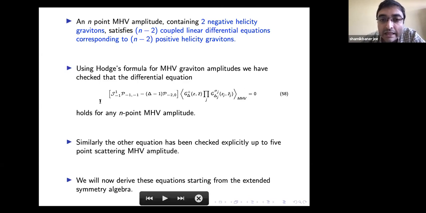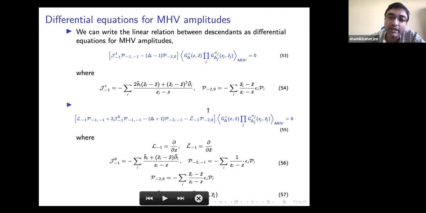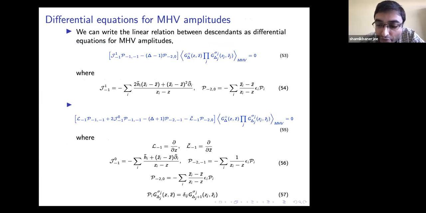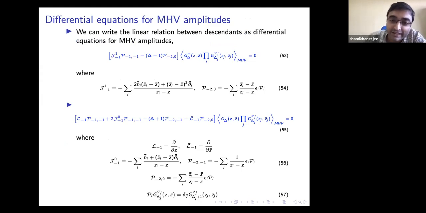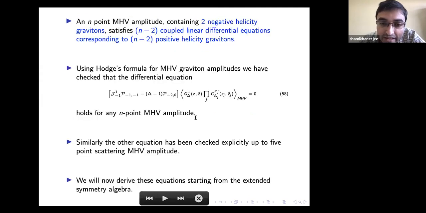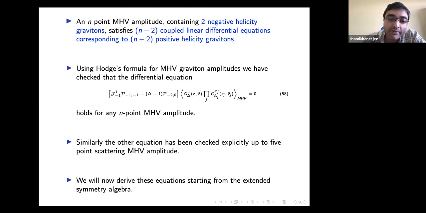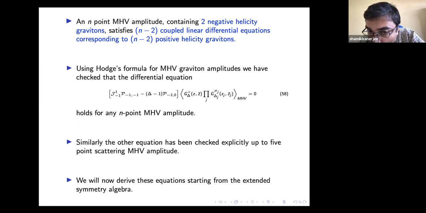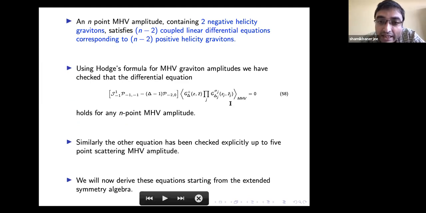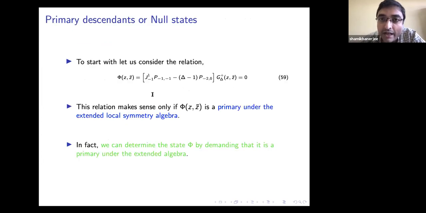For example, you can take this simpler one, and that can be checked for any n-point scattering amplitude. And the more complicated one, which is, well, not more useful, but more fundamental in some sense, has been checked up to the 5-point amplitude. So now we will see exactly how we can get this from the extended symmetry algebra that we have.